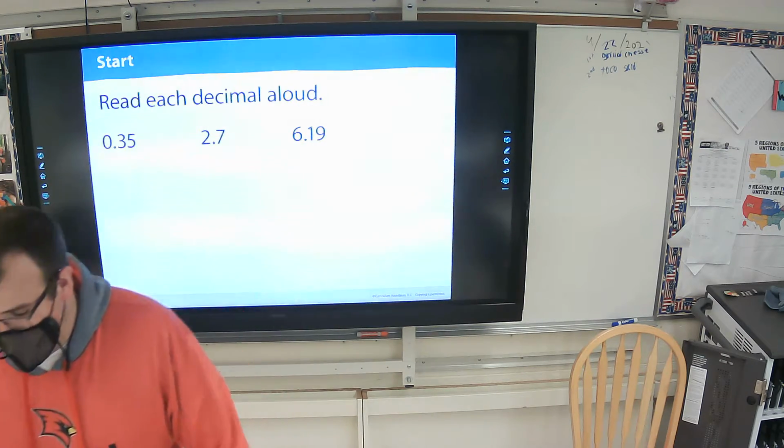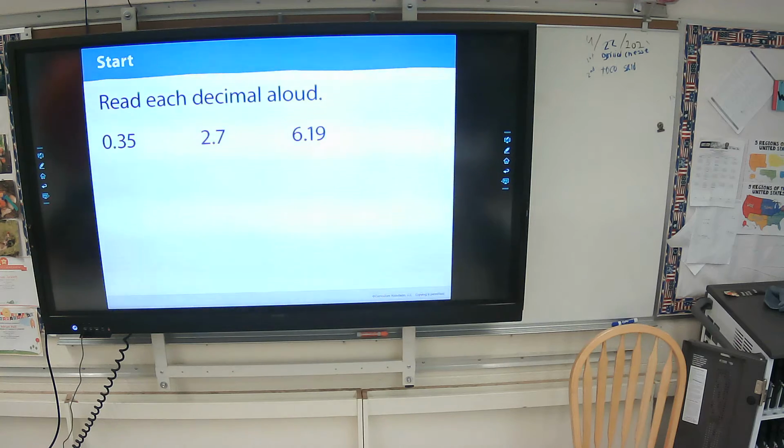We also learned how to read decimals aloud. Who wants to read the first one aloud? How do we read it? Nolan, how do we read that decimal? Say it aloud. 3 and 500 thousandths. Beautiful.